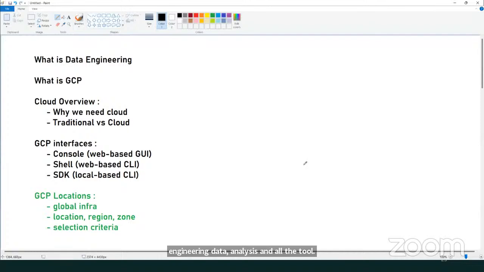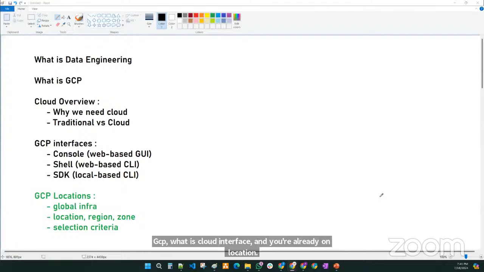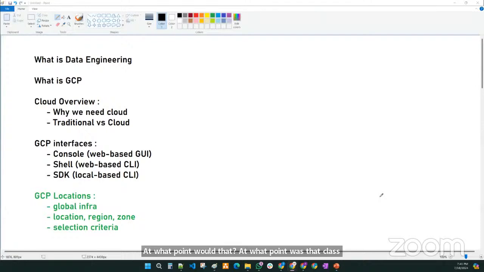I see you mentioned that you already talked about what is a data engineer, what is GCP, what is cloud, what is interface, and you're already on location. At what point was that class given? Because we started only... well, me, I don't know about others. I was sent the link yesterday, but all of this that you mentioned, we didn't study that yesterday.